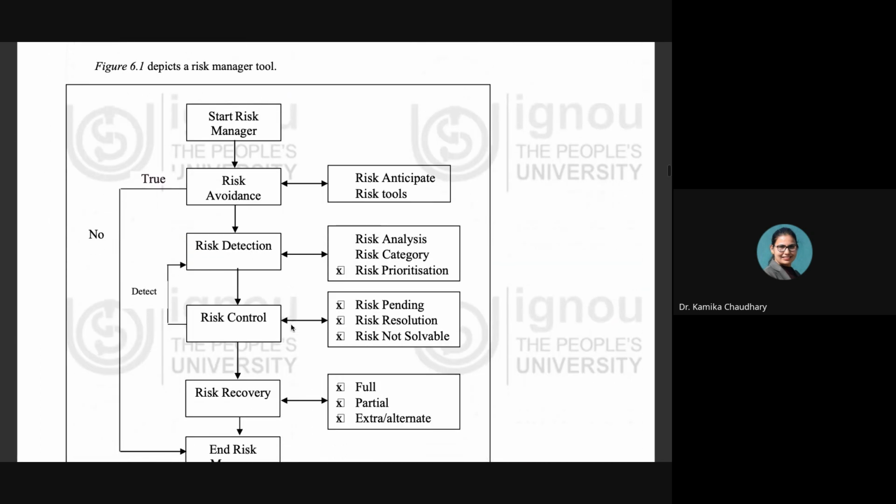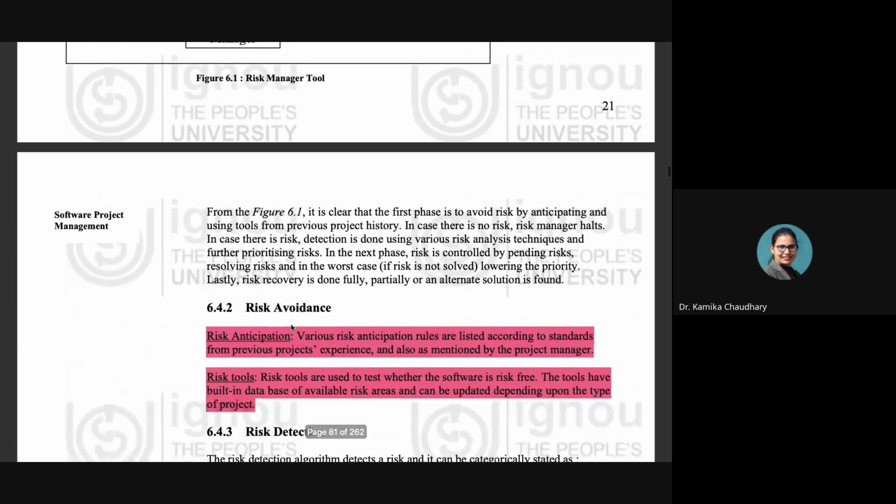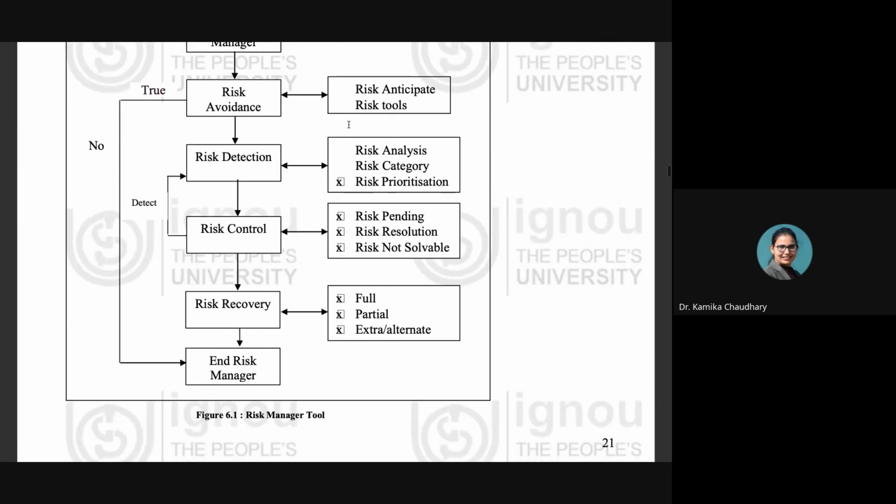This graph was also described. Risk avoidance happens with the help of anticipating the risk and making use of risk tools. Detection of the risk is done by analyzing the risk, categorizing the risk, and then prioritizing the risk. Risk control was performed with the help of three important points: risk pending, resolving the risk, and categorizing the risk into the class that is not solvable.